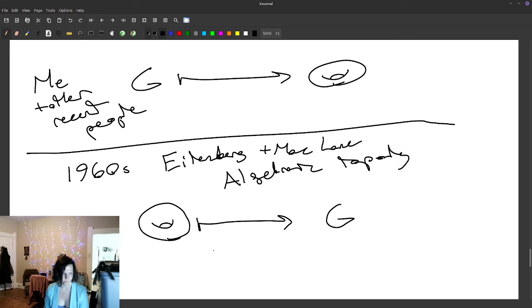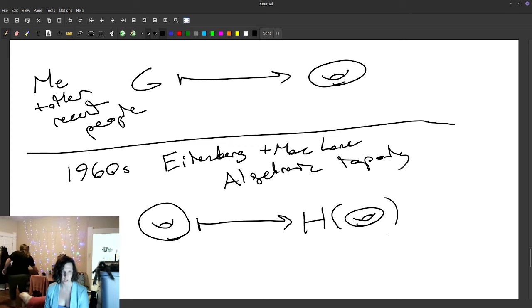And so what they were really interested in understanding was this process of constructing these homology or cohomology groups, as they were called, from these spaces. They were interested in making these algebraic structures out of these shapes. And they had different ways of doing it.